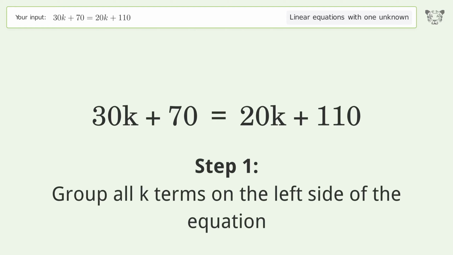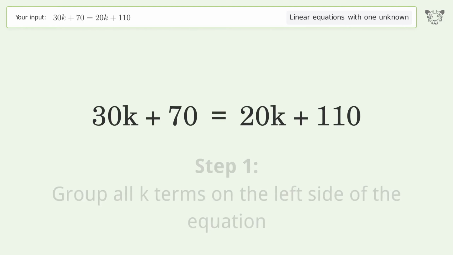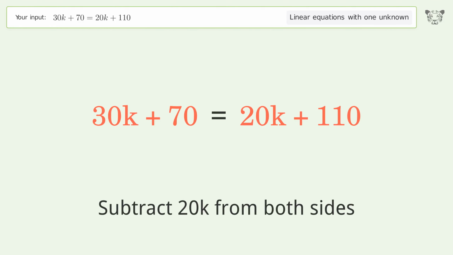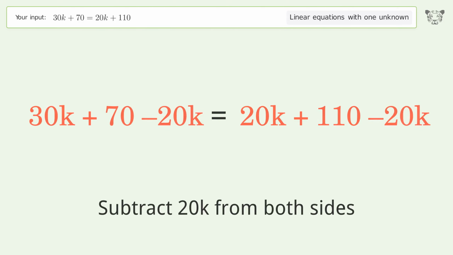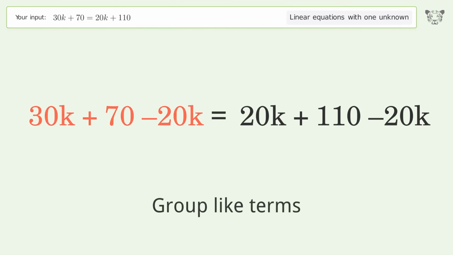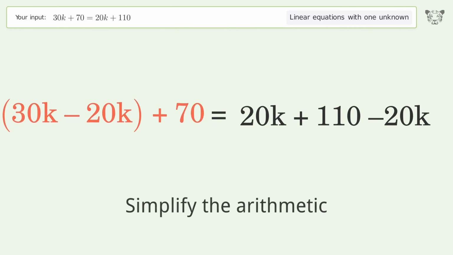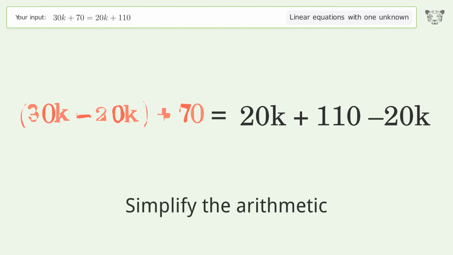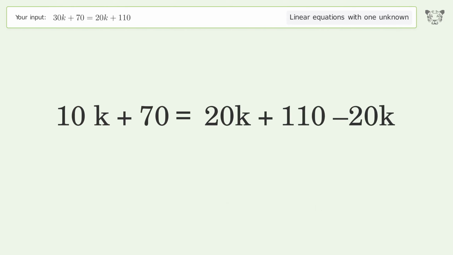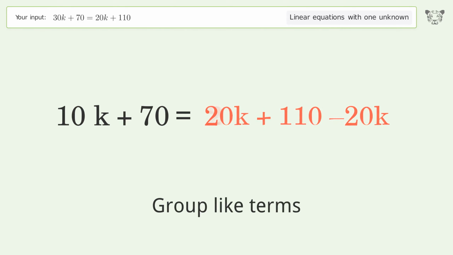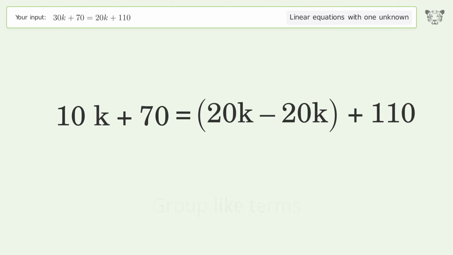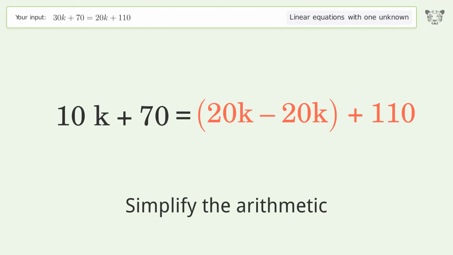Group all k terms on the left side of the equation. Subtract 20k from both sides. Group like terms. Simplify the arithmetic. Group like terms. Simplify the arithmetic.